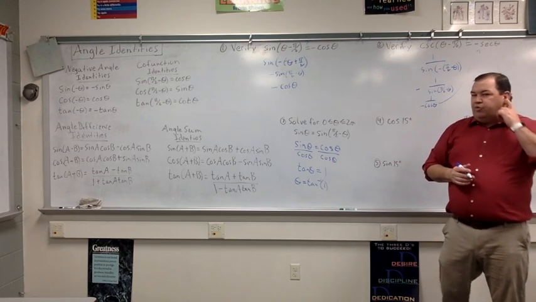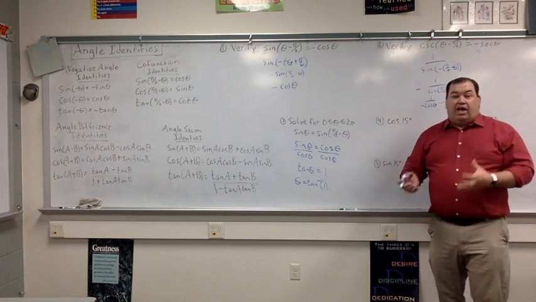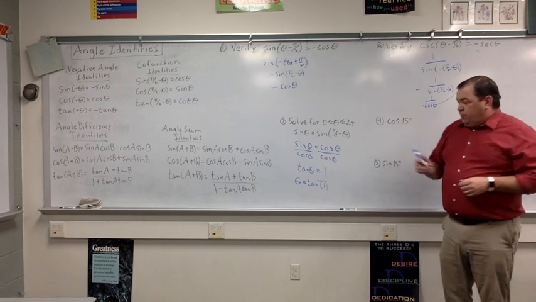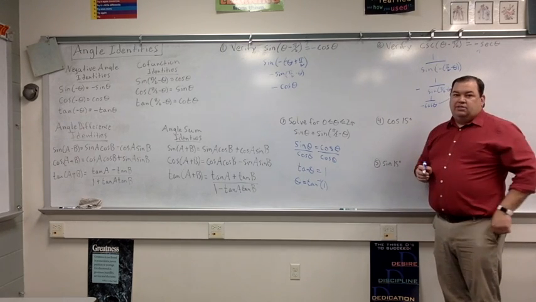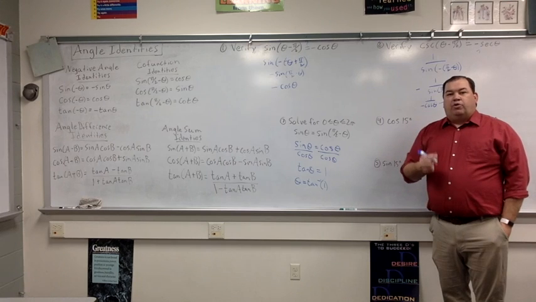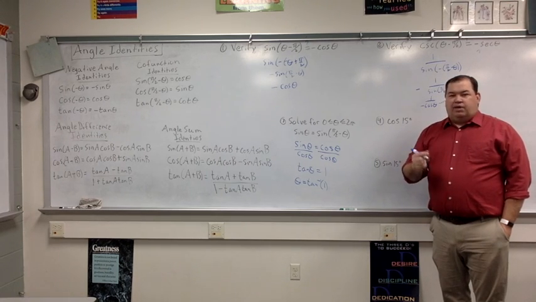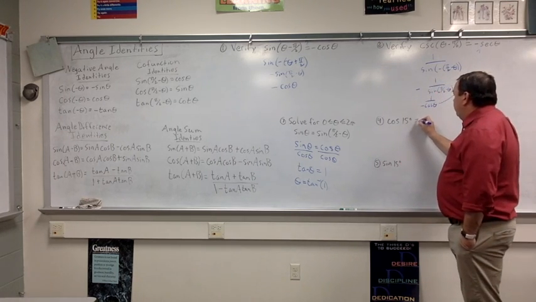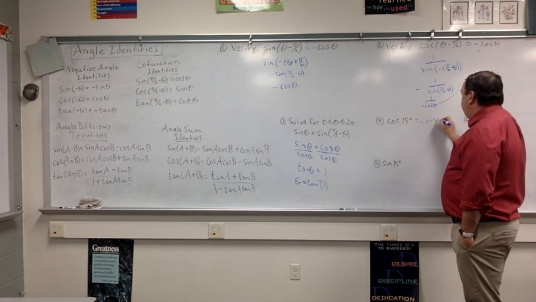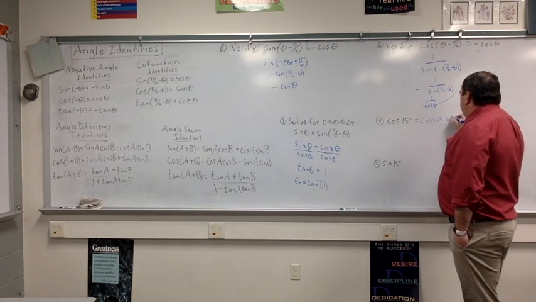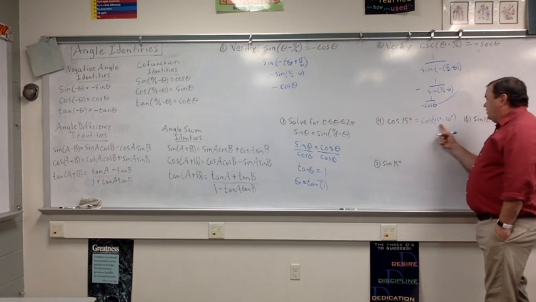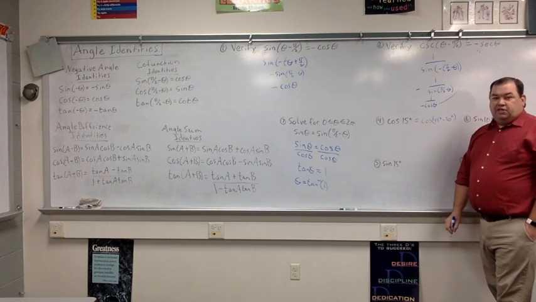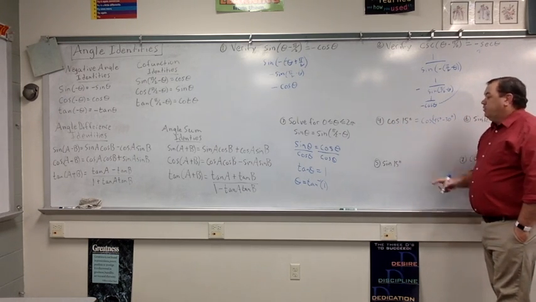So I need to come up with a couple of angles that I can either add to get 15, or in this case, subtract to get 15, but I'm going to choose angles that are on my unit circle. So I'm going to rewrite this as cosine of 45 degrees minus 30 degrees. So that's how I get to the 15 degrees that I'm trying to find here.